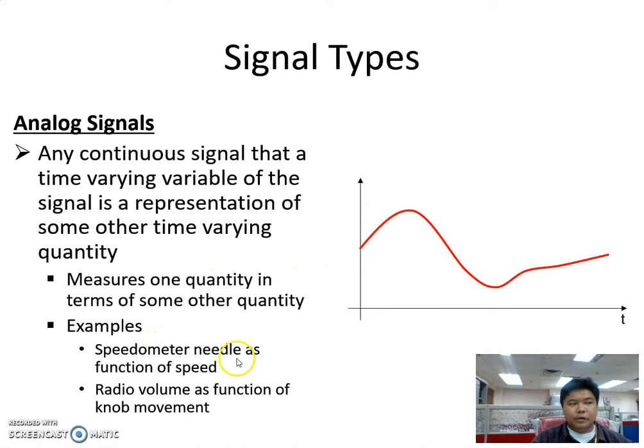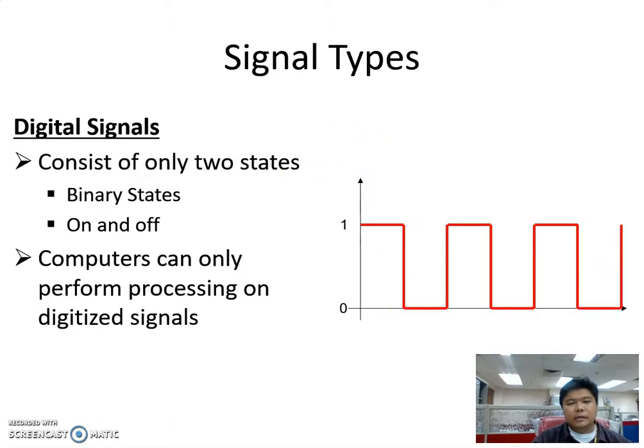For example, a speedometer needle as a function of speed, or radio volume as a function of knob movement when you change the volume of the radio. Those are what we call analog signals. The second one is the digital signal, which consists of two states, binary states, an on and an off. A computer can only perform processing on a digital signal.